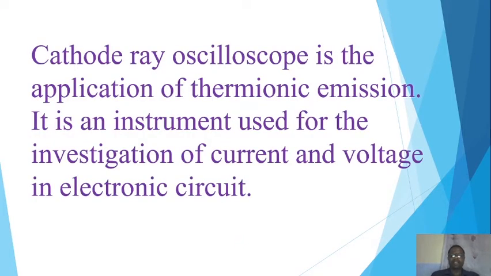Okay, now we say the cathode ray oscilloscope is the application of thermionic emission, as we discussed previously. It is an instrument used for the investigation of current and voltage in an electronic circuit. This instrument, we use it to examine the pattern of current and voltage in an electronic circuit to determine whether such current and voltage are smooth, whether they are flowing as they are supposed to flow.